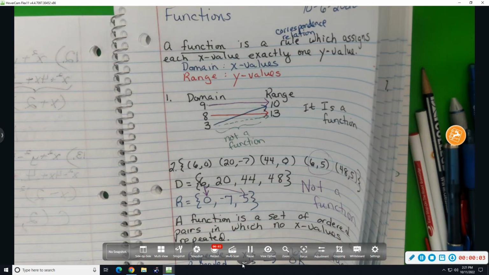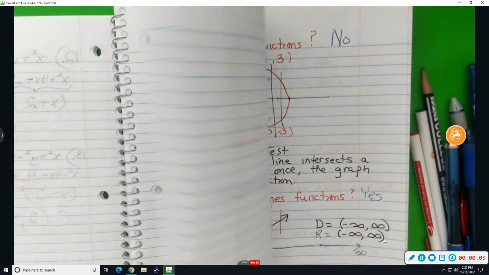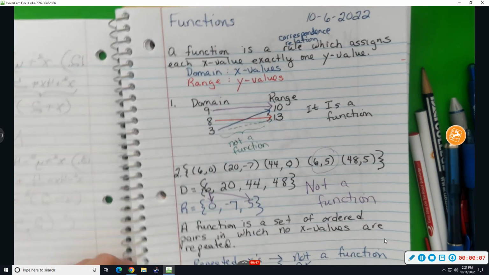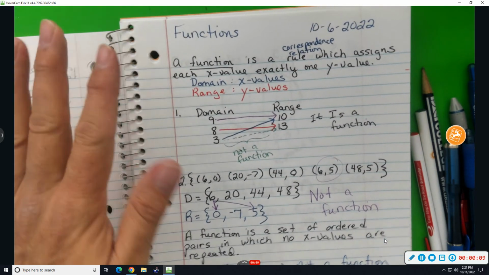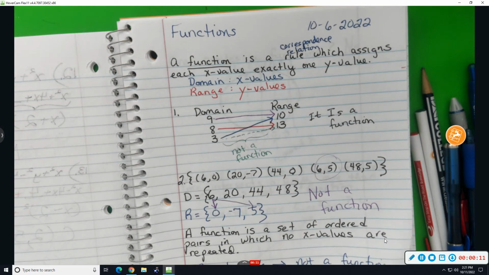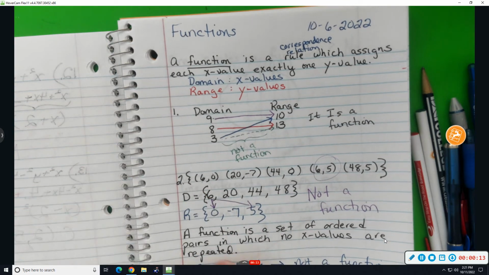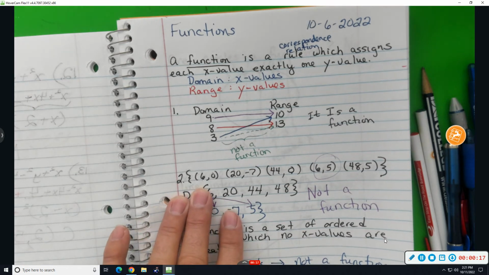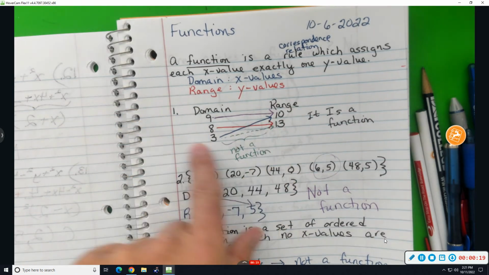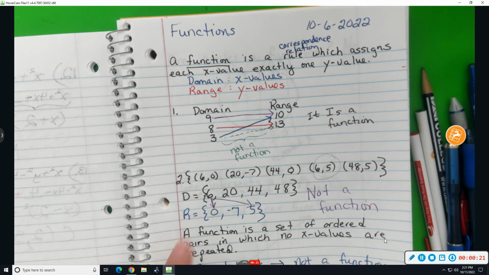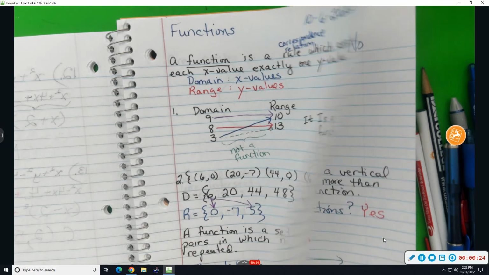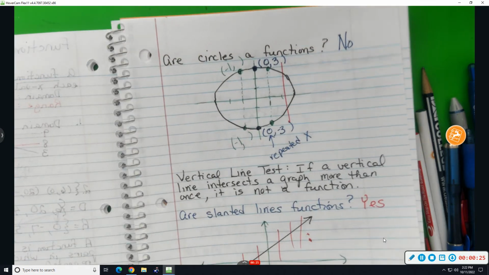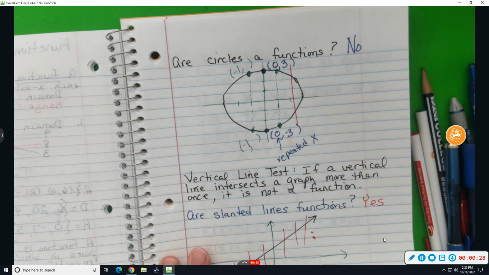Hello everyone. The last time we discussed functions, we said a function is a rule which assigns to each x value exactly one y value, and we used little tables or illustrations. We also used ordered pairs. And we asked, are circles functions?